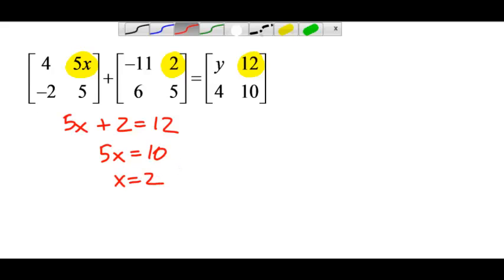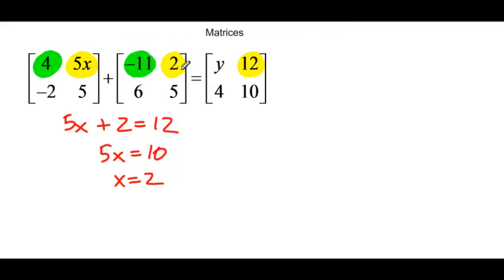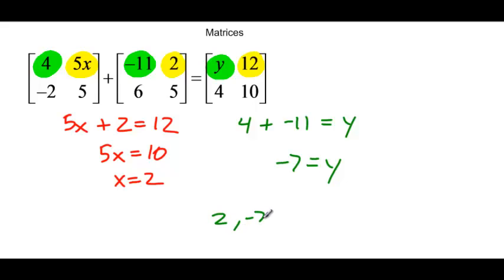And then we can do the same thing for y. So y is this position, first row, first column. And we say, okay, that's simply going to be 4 plus negative 11 is equal to y. Oh, that's easy. And then you say negative 7 is equal to y. So then the x and y value here is 2 comma negative 7. So there's the 2, and there's negative 7. Notice we can pull specific pieces of data out of matrices as well.